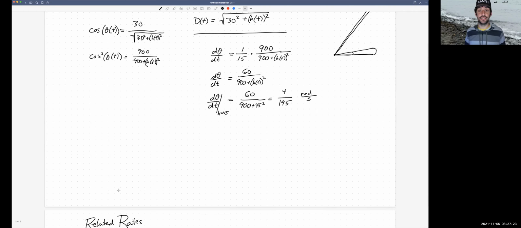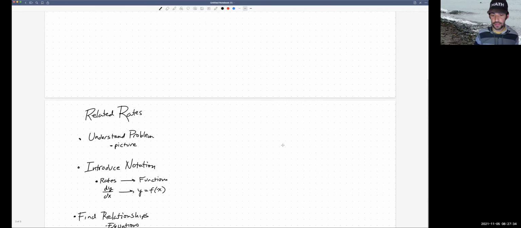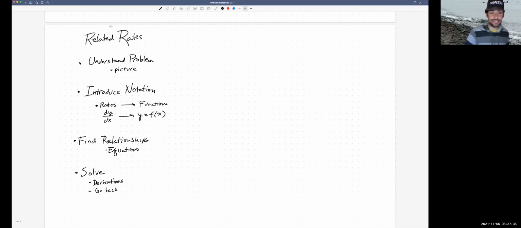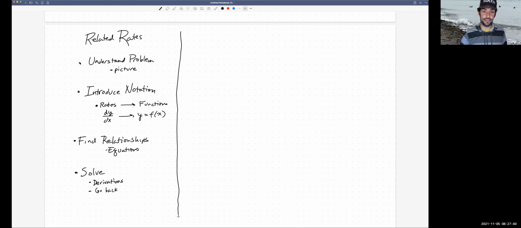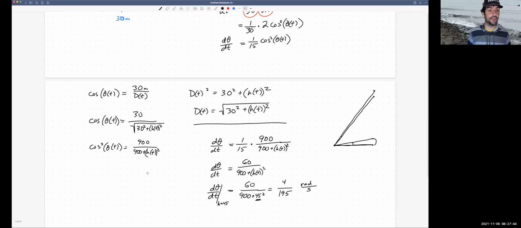And that was what we did at the end here, where we realized we were looking at the moment where h of t was 45. The height was 45 meters. And so now we could finish the problem. All right, that's the idea of related rates. Let's take this same situation and solve something else about it.